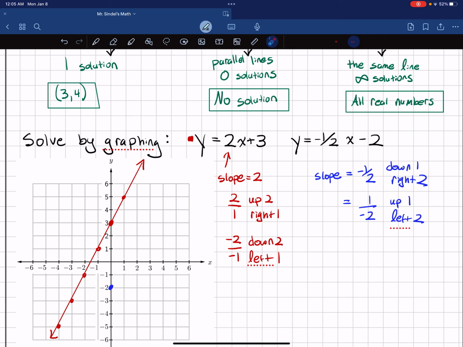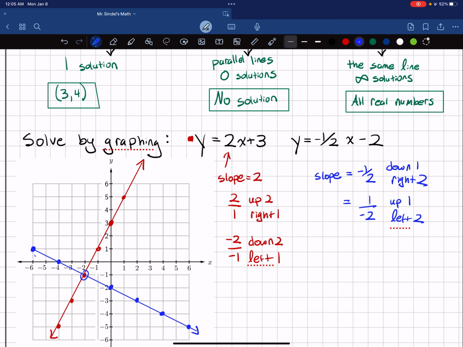So let's see what I have. If I go down 1, right 2, from this point I go down 1, right 2, and then I get my next point, down 1, right 2, or I could go up 1, left 2, up 1, left 2, and then I connect those with a line.